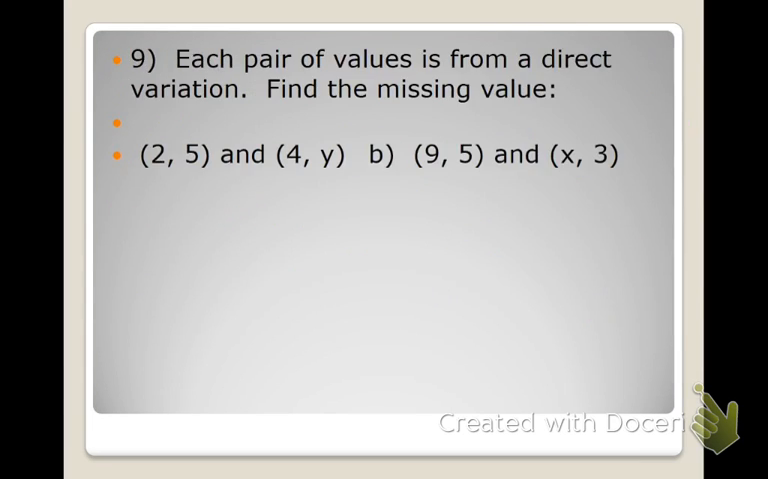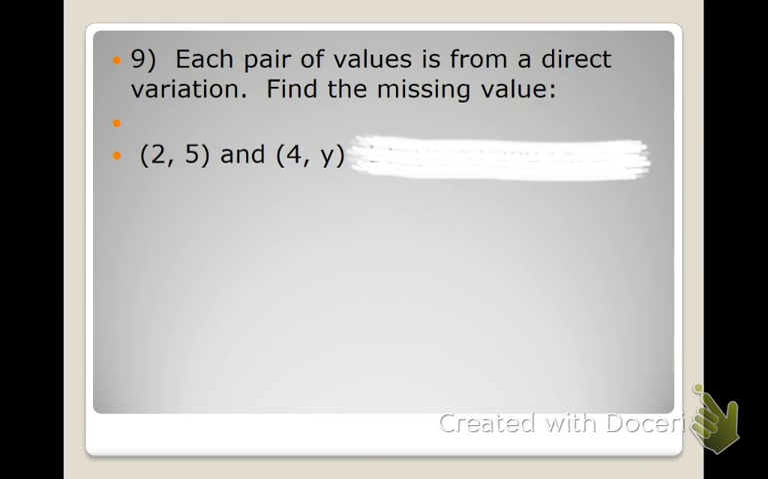Okay, they make them a little more interesting on these. So now each pair of values is from a direct variation, and we are asked to find the missing value. So now it's just a little bit more than finding k. We're going to have to find k, write an equation, use an equation. So we're going to just do these one at a time. I'm just going to take letter B away for a minute so we can focus on that first one.